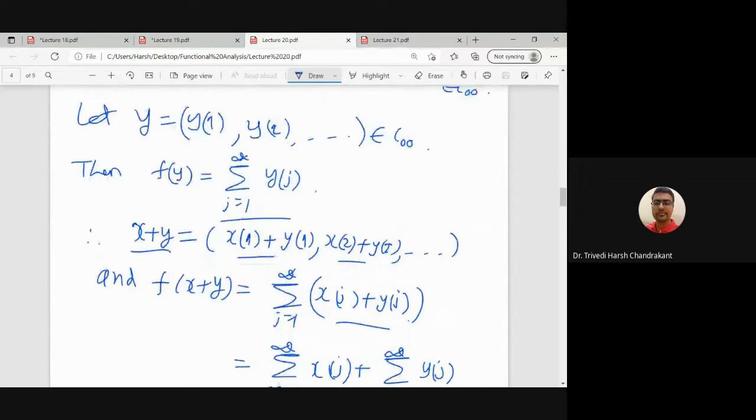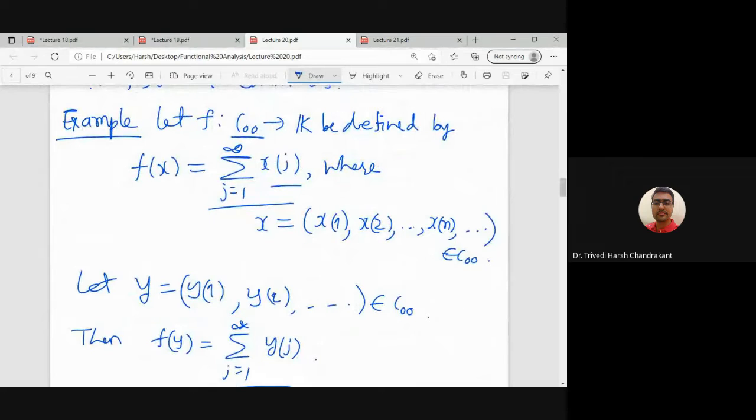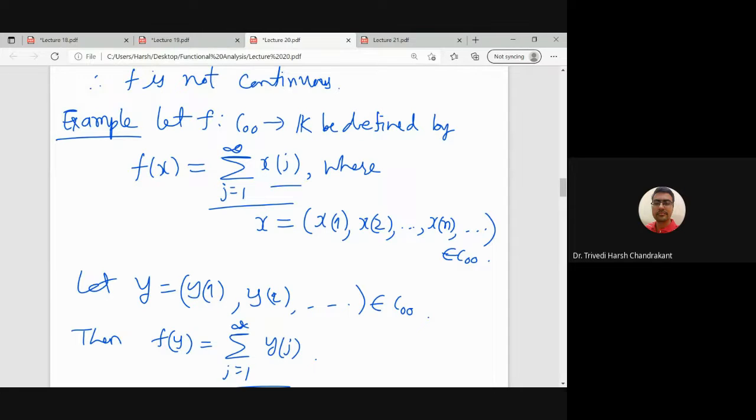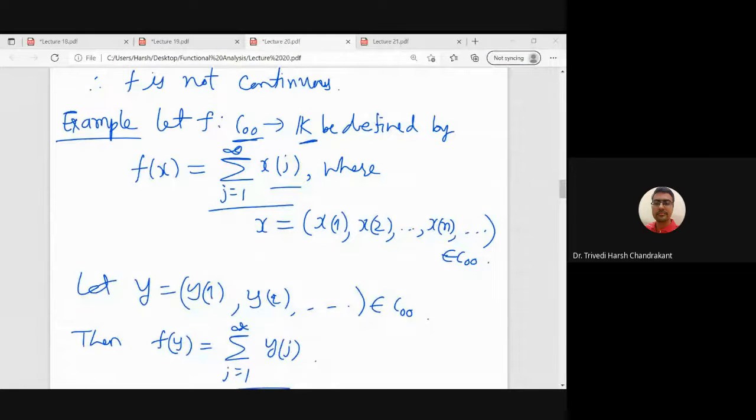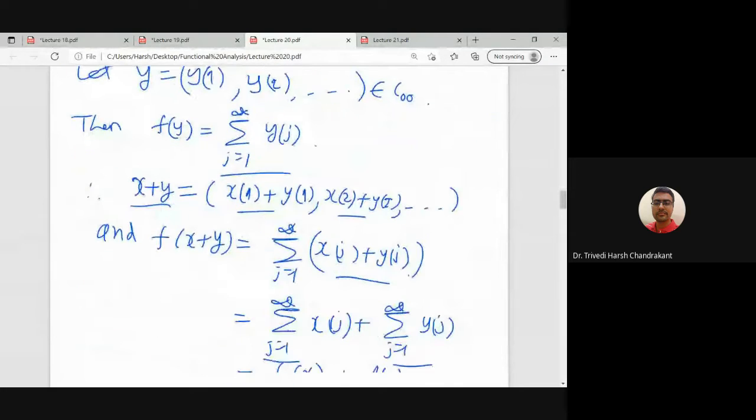Now the next question is whether this function is continuous. So for continuity, again, what do we need? We need to define the norm. Here we will take the modulus norm. What norm can we define on C00? We recall we have defined a norm on C00 earlier. C00 is a subset of L infinity, right? So we can define the infinity norm on that.